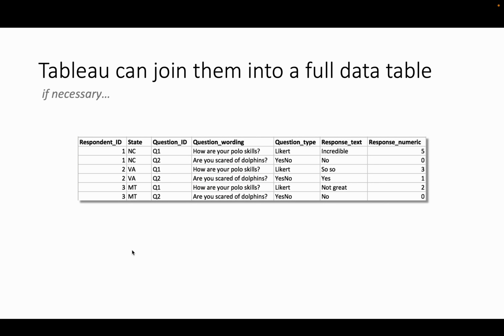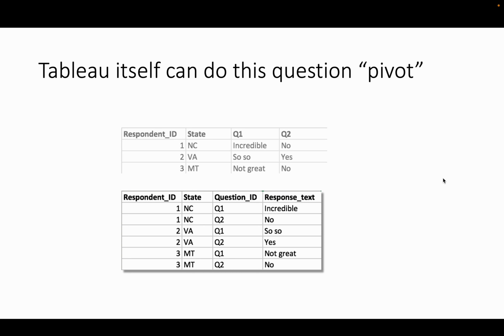Then Tableau takes all of these separate tables, and if necessary to do any particular visualization, it will join them together into one big table form where now you have not only the respondents, the demographic information, question information, and the responses all in one. Tableau can do this transformation from the wide form that we start with to the tall form itself these days. Originally it couldn't, but now you can do what's called a pivot. That's what we're going to do today, take these questions and pivot them to get the tall form.